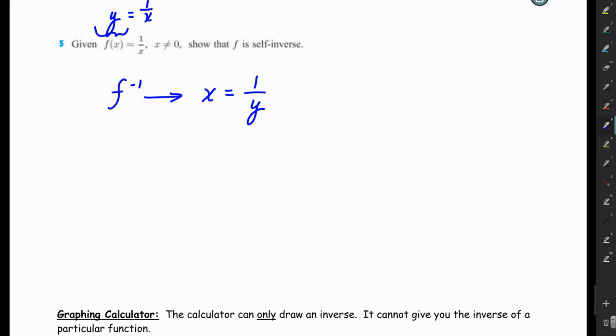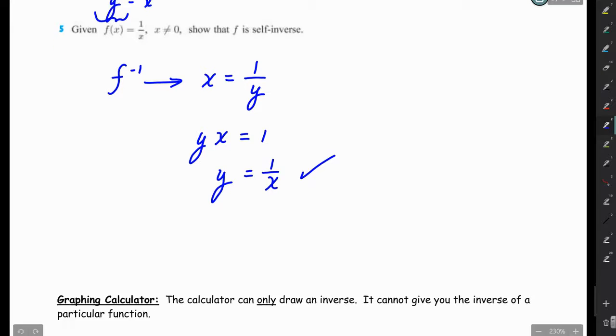So I'm going to multiply both sides by y. So I'm going to get yx equals 1, and then divide both sides by x. So we get y equals 1 over x. And we've shown it. So we knew the answer when we started. We just had to prove using some steps demonstrating our work.